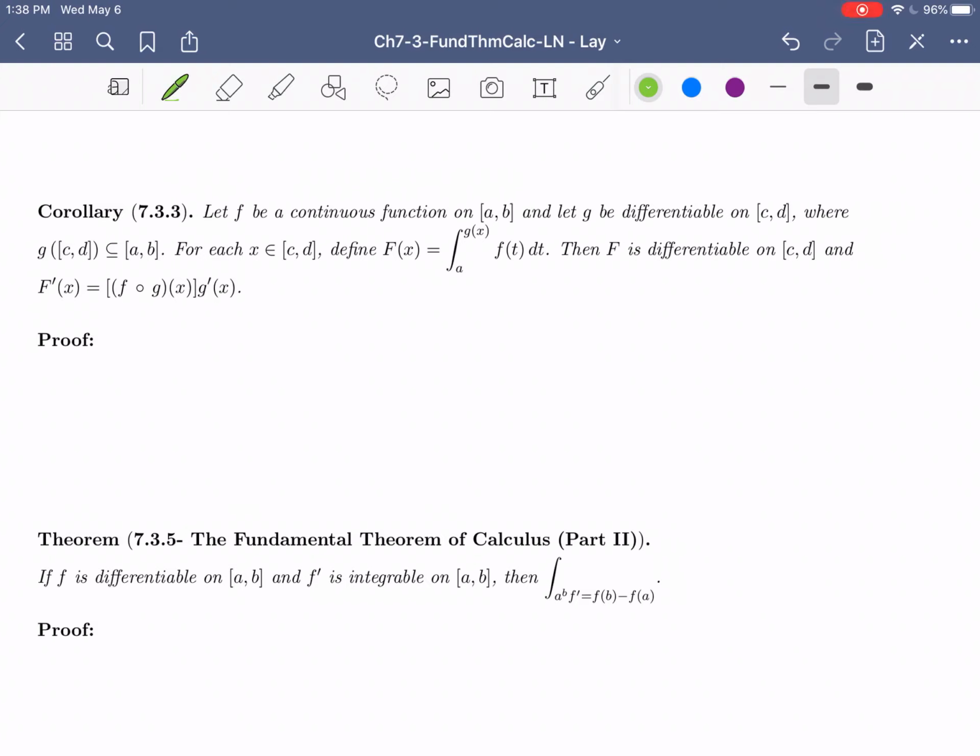In this video, we're going to prove a corollary to the fundamental theorem of calculus part 1, and then we are going to prove the fundamental theorem of calculus part 2.